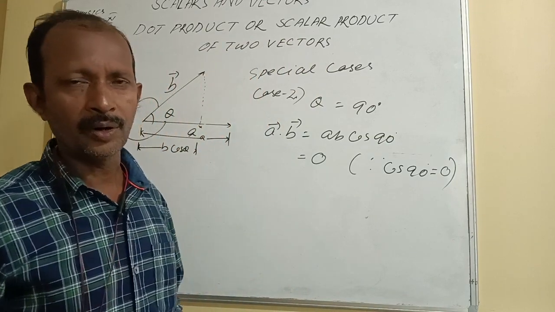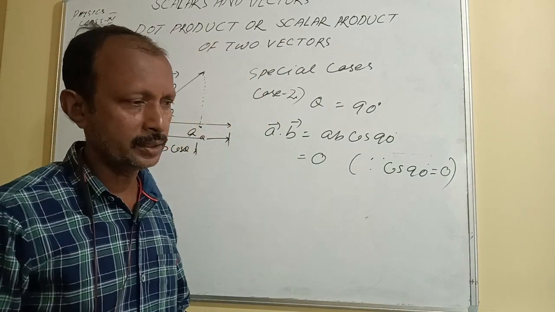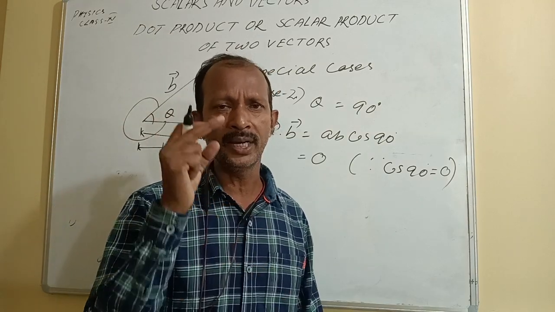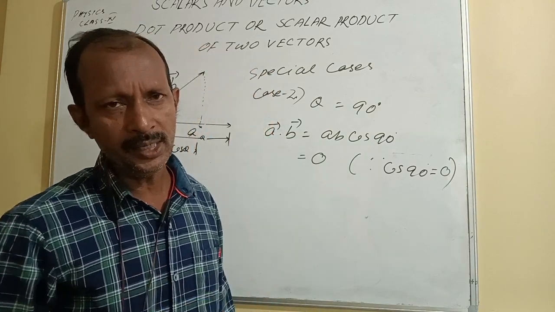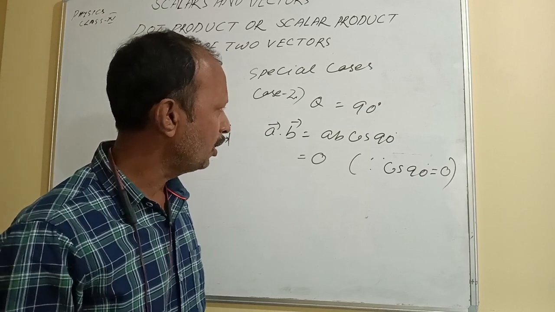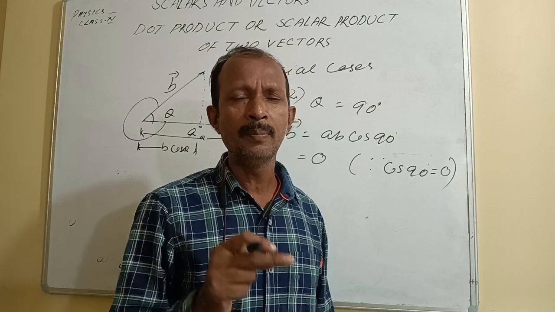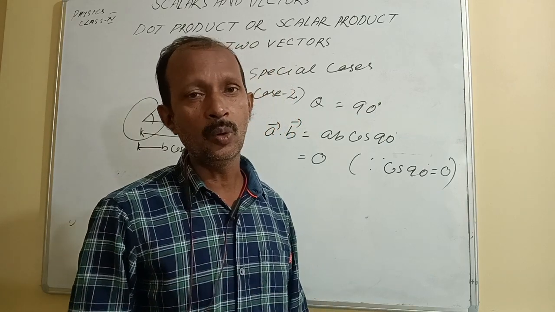Already in lower classes you have studied that when a coolie is standing on the platform carrying a luggage on his head, he is making a 90 degree angle with the surface. That time we say that work done by him is 0.